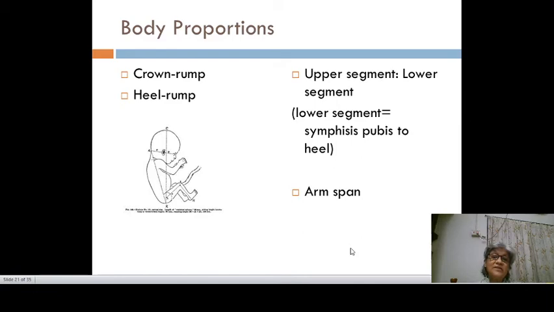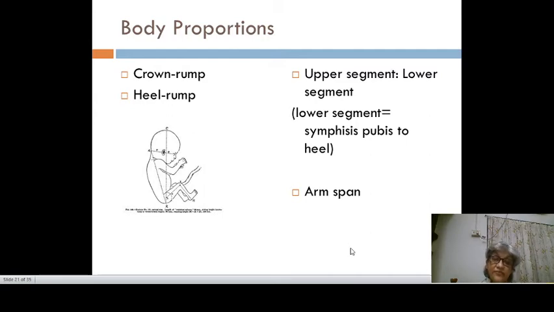Another measurement that is done is the arm span. The arm span is, if we extend both the arms, the distance from the tip of the right hand to the tip of the left hand, and that is compared to the length. So arm span versus length is another ratio that is taken.